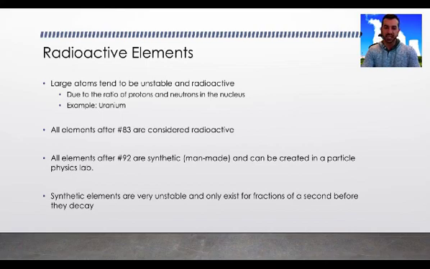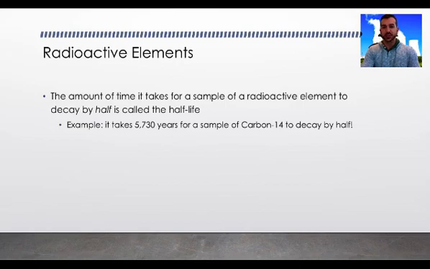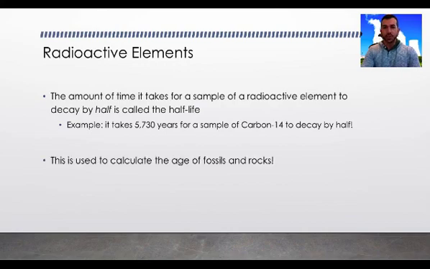The amount of time that it takes for a sample of radioactive elements to decay by half is called the half-life. As an example, it takes roughly 5,730 years for a sample of carbon-14 to decay by half. So if you start with 5 grams of carbon-14, it'll take about 5,730 years to decay to half that amount. This is very beneficial to know because this is how we age fossils and rocks.